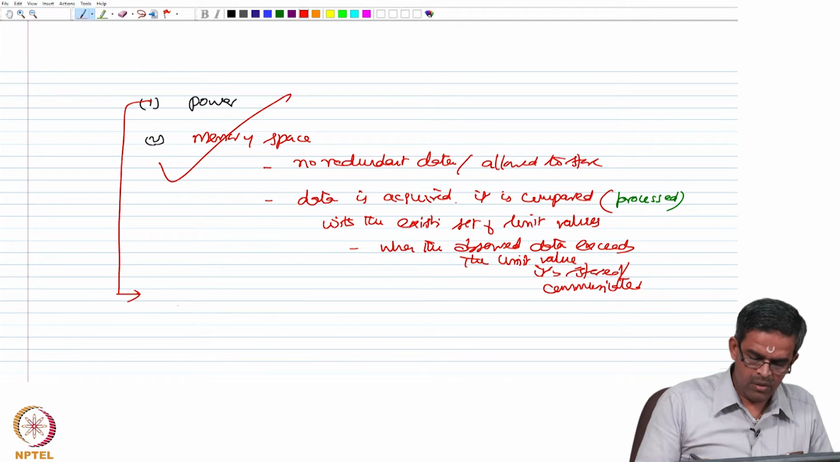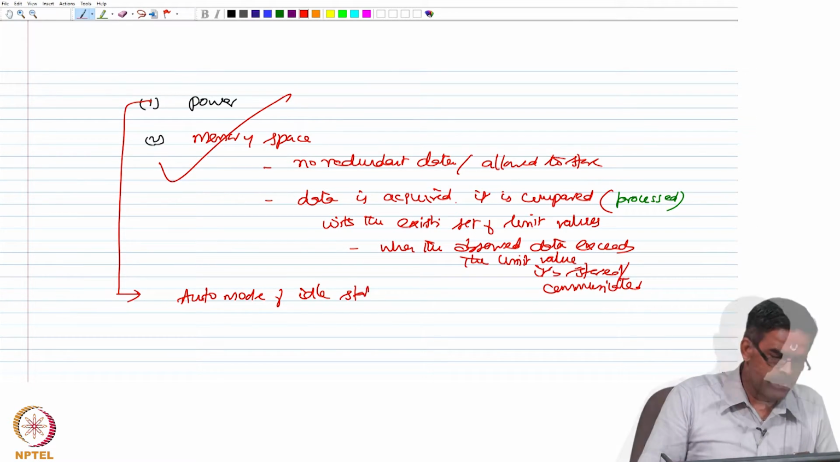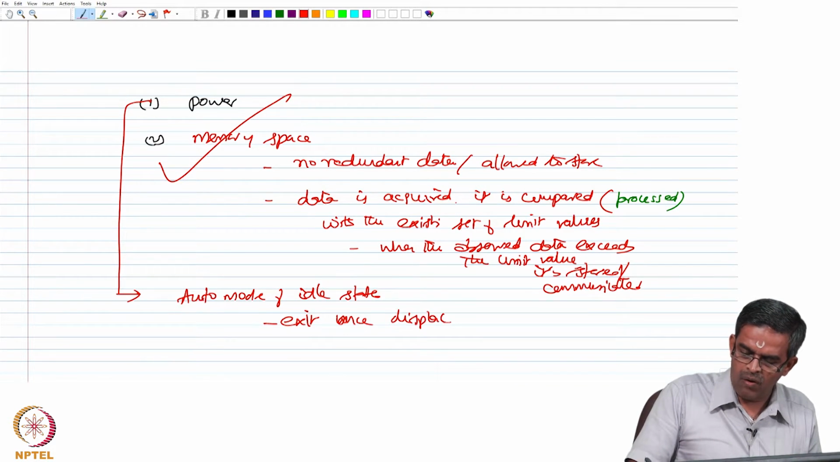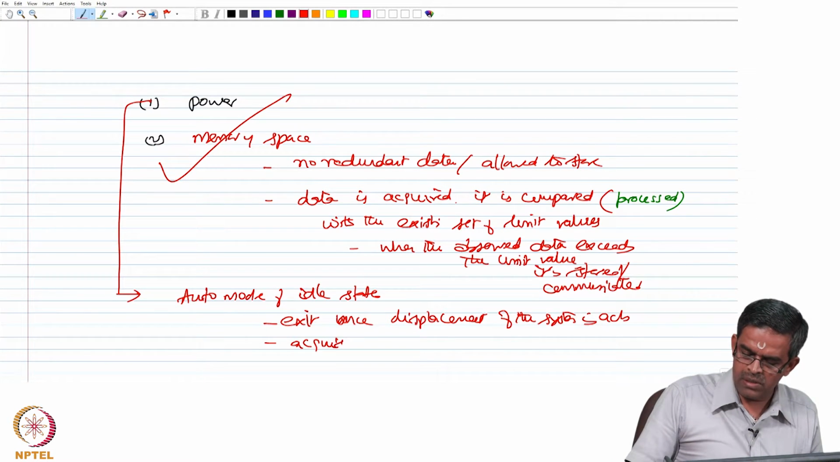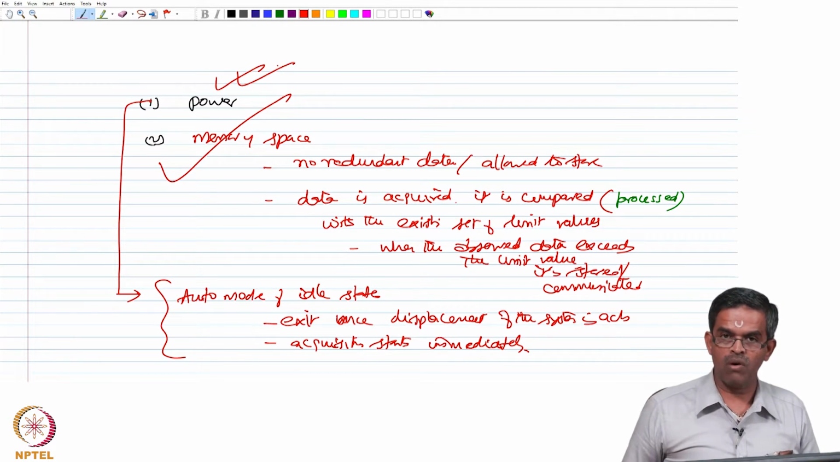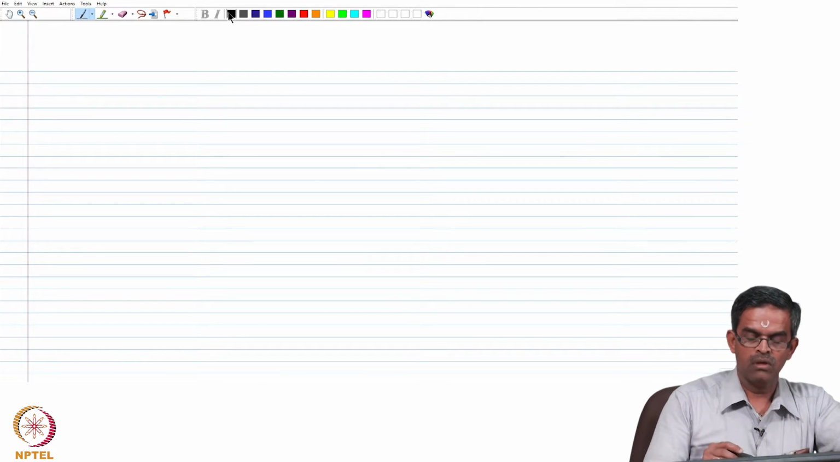One needs to operate on auto mode of idle state. This will exit once the displacement of the system is active and acquisition starts immediately. So, by this logic and design one can achieve the power saving to the sensors, and can also avoid overflow of memory space in the sensors. Let us go back a little bit to the threshold values which are used for activating the data transmission.